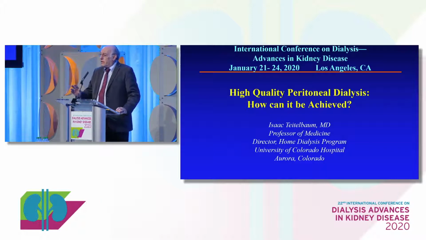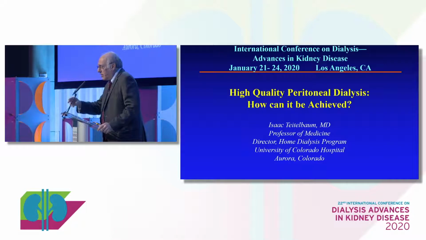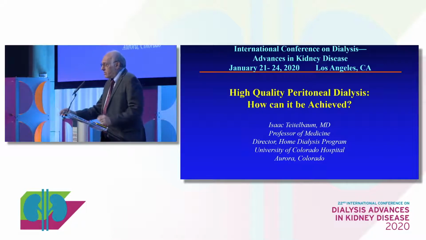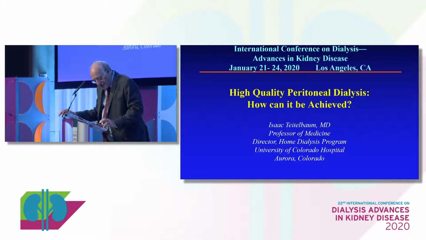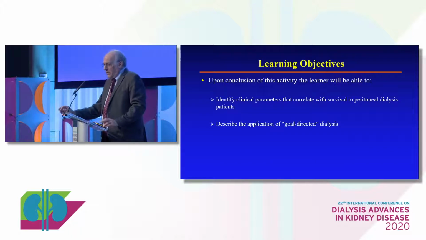We have only 12–13% of the US dialysis population utilizing peritoneal dialysis. Of course, that's about to increase over the next few years to 80%. But maybe 25 or so. So high-quality PD, what does that mean? How do we achieve it? What do we need to do?